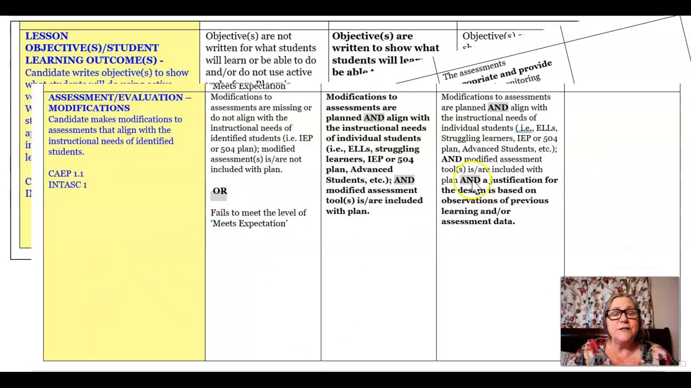And then, of course, specifically in modifications, you've got a modification where assessments are planned and they're aligned. You've got all these different types of folks that you can be thinking about when you come up with your modifications. So you also want to include a justification for the design based on previous learning or assessment data.